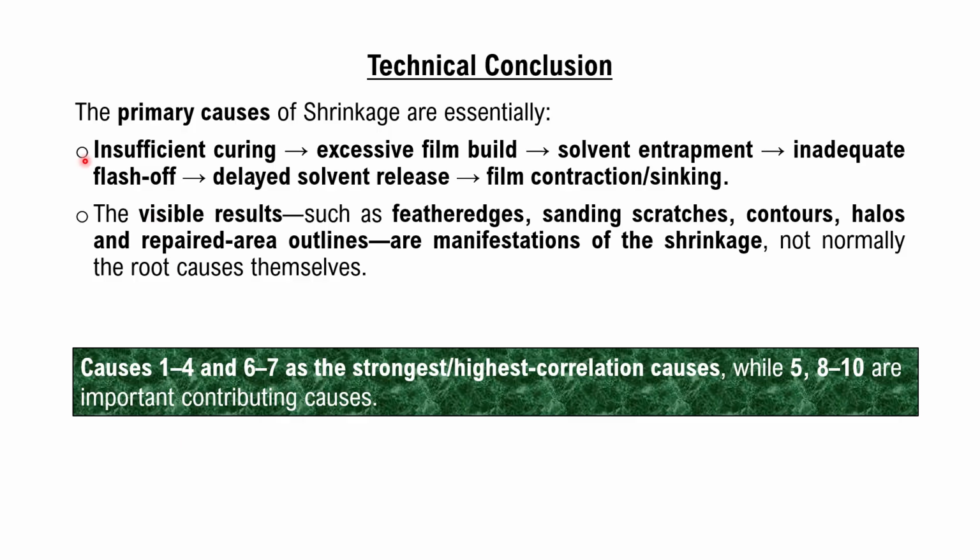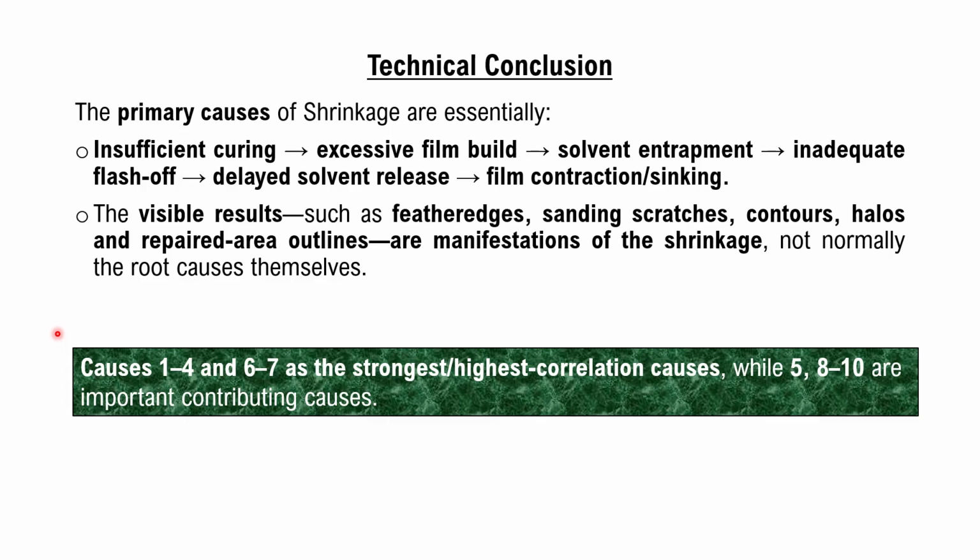And our technical conclusion on the paint defect shrinkage: the primary causes of shrinkage are essentially insufficient curing, excessive film build, solvent entrapment, inadequate flash-off time, delayed solvent release, and film contraction and sinking. The visible results, such as feather edges, sanding scratches, contours, halos, and repair area outlines, are a manifestation of the shrinkage, not normally the root causes themselves.